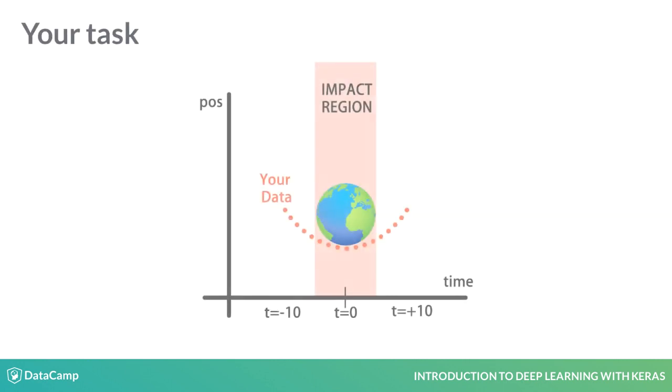You have data for the path a previous meteor took during a period of 20 minutes, 10 minutes before and 10 minutes after crossing the impact region. You will train a model on this data and extrapolate your predictions to an 80-minute orbit to see how it compares to the scientist's prediction. Will your orbit be similar to that of the scientist, where we don't die just by a small bit? Let's find out.